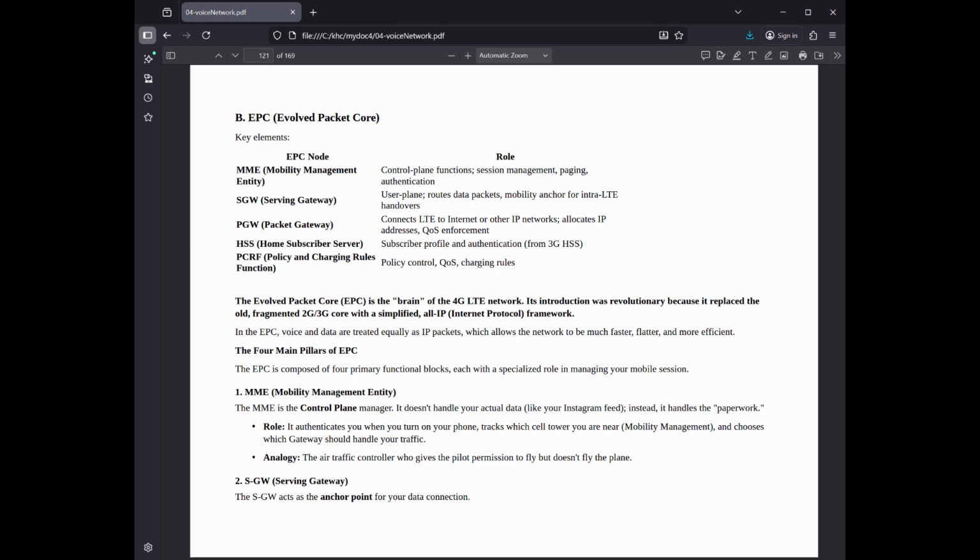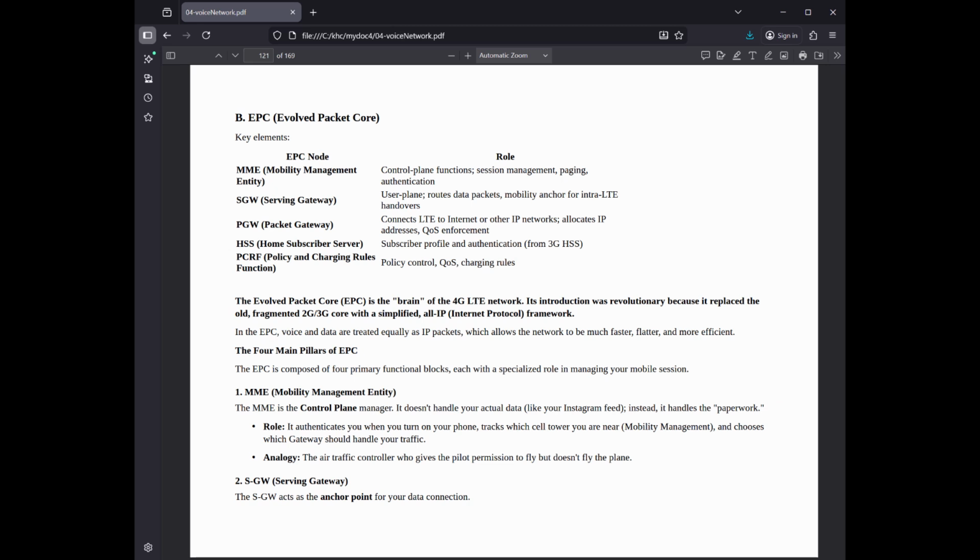The Evolved Packet Core, EPC, is the brain of the 4G LTE network. Its introduction was revolutionary because it replaced the old, fragmented 2G/3G core with a simplified, all-IP, Internet Protocol, framework. In the EPC, voice and data are treated equally as IP packets, which allows the network to be much faster, flatter, and more efficient.